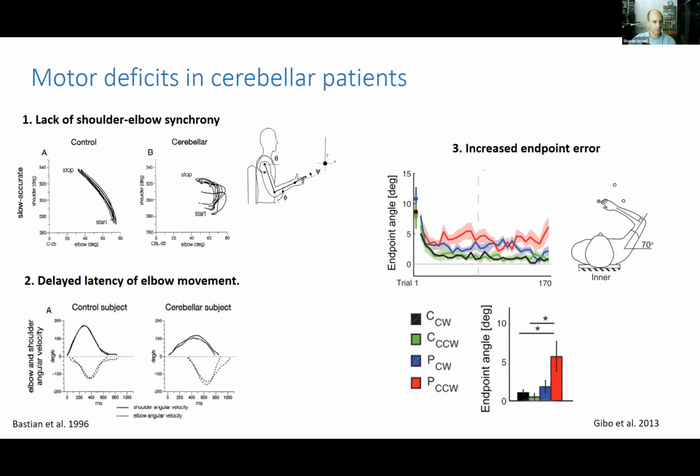Cerebellar damage also interferes with motor adaptation, as was shown by Gibo and colleagues in 2013, who demonstrated a significant increase in endpoint errors in patients with cerebellar ataxia, as the red line indicates, compared to control participants, as the green line indicates.